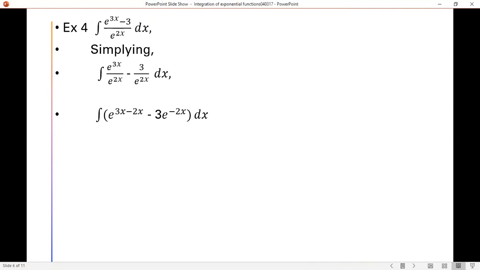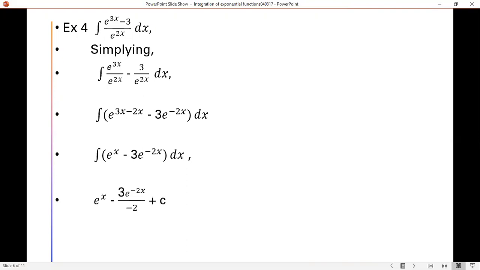Now, again, we shall not integrate on denominator. We have to bring e to the power of 2x on the numerator. So we have 3x minus 2x. So at this stage, we are ready for integration. So the integral of e to the power of x. Now e to the power of x means the coefficient of x is 1. So you divide by 1 means you have the same thing. That is integral of e to the power of x, it's e to the power of x.